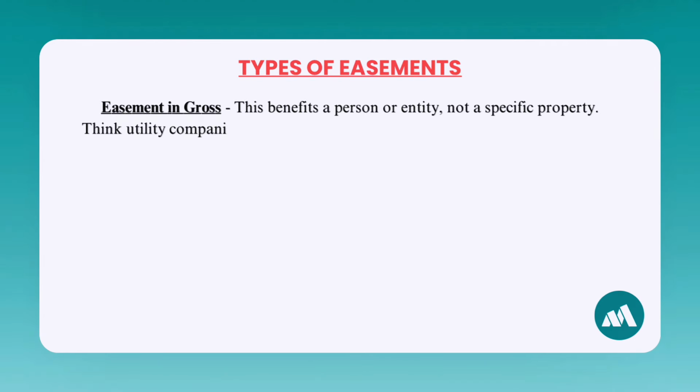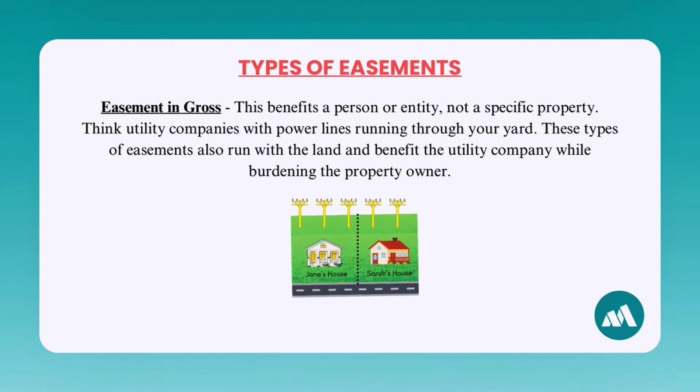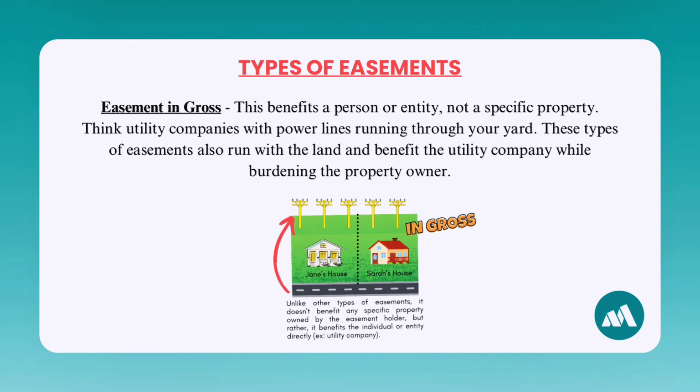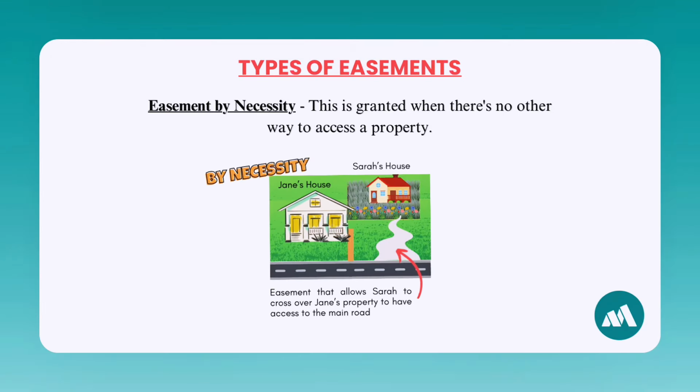Next, easement in gross. This benefits a person or entity, not a specific property. Think utility companies with power lines running through your yard. These types of easements also run with the land and benefit the utility company while burdening the property owner. Next up, easement by necessity. This is granted when there is no other way to access a property.